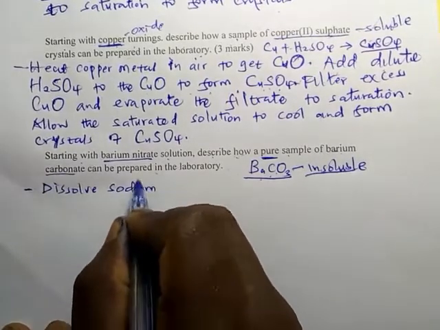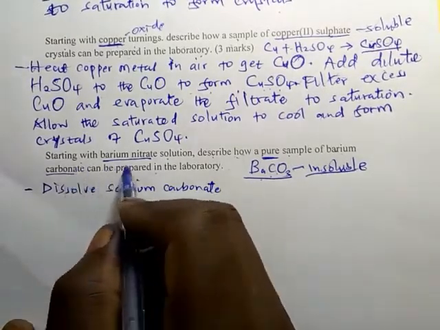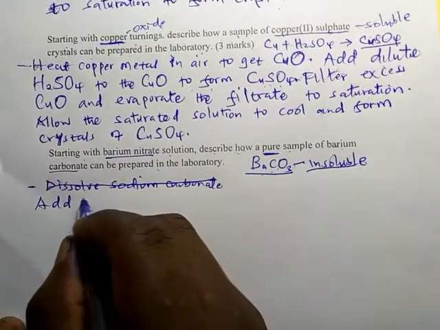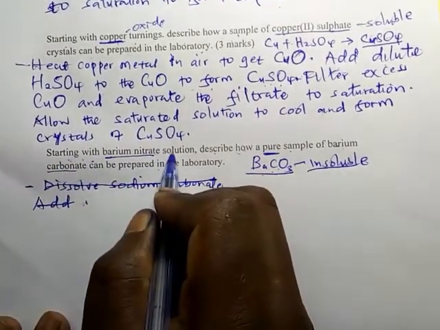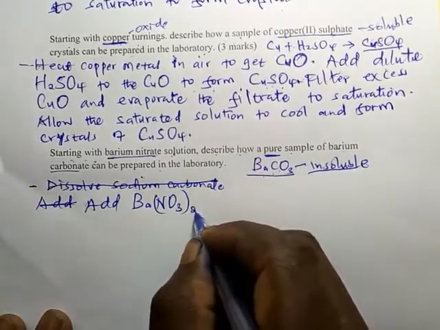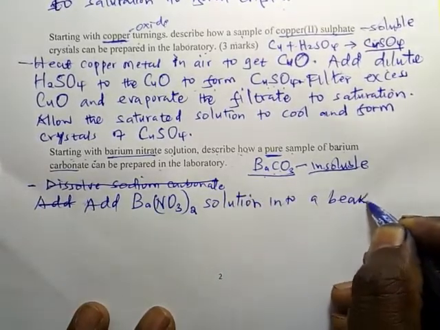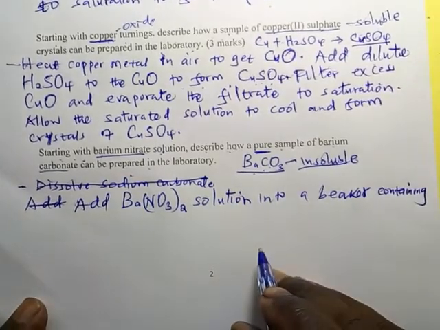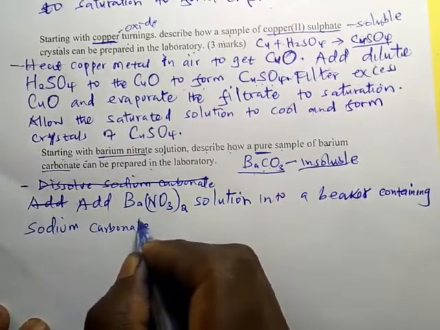So quickly, dissolve sodium carbonate, or we are starting with barium nitrate. Okay, so we can start in a different way. We have sodium carbonate solution and barium nitrate solution. So let us add straight. Add barium nitrate solution into a beaker containing sodium carbonate solution.